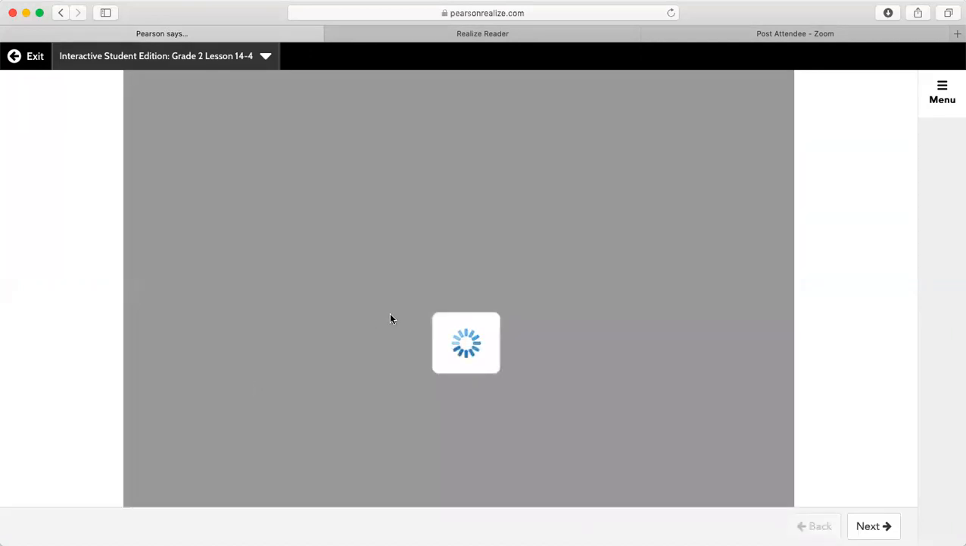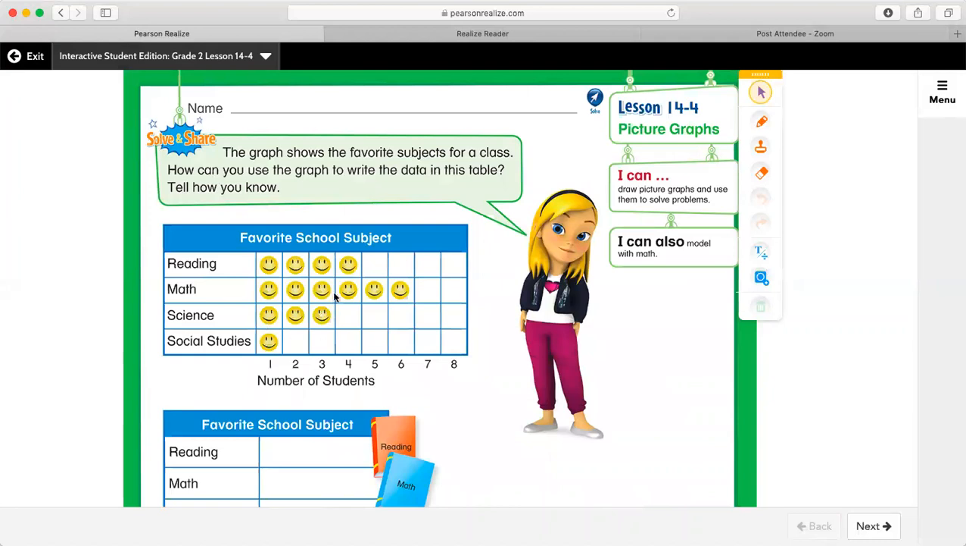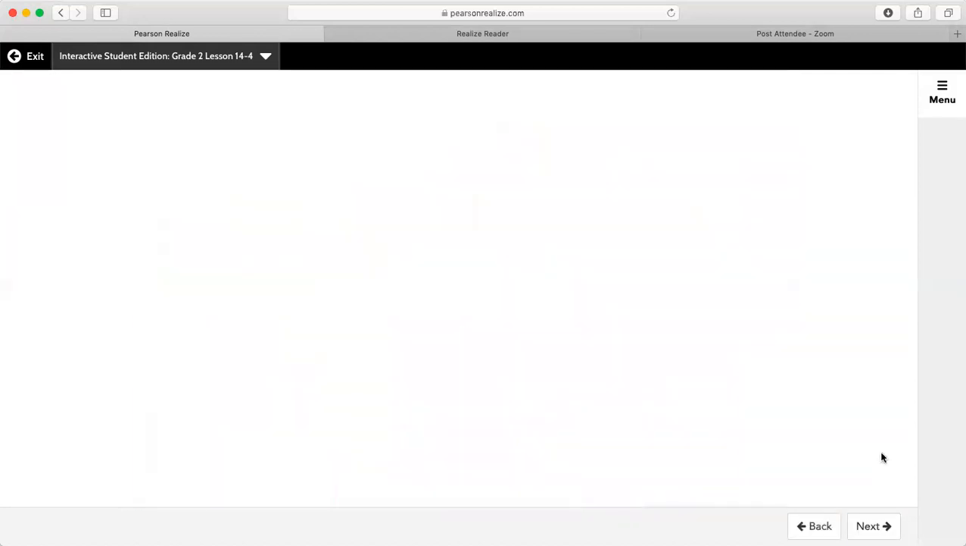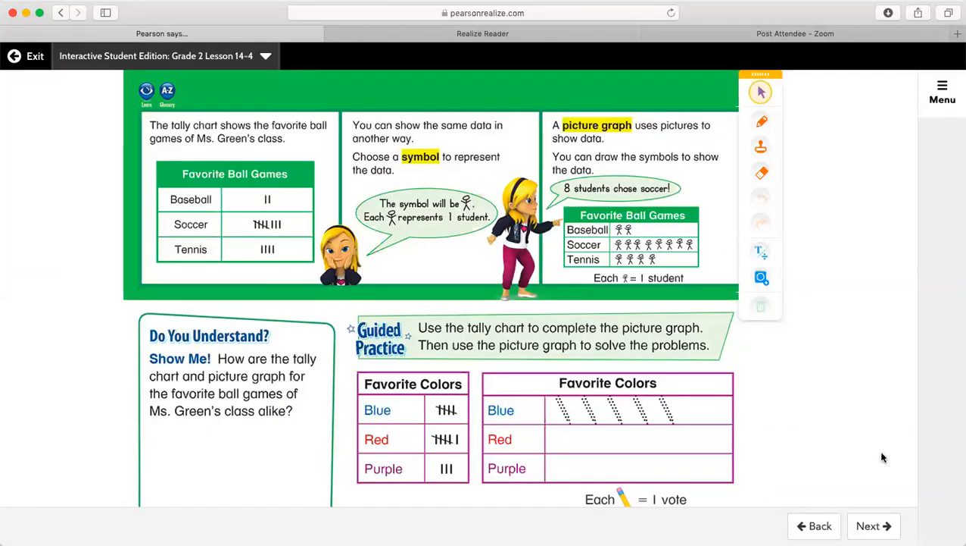When we looked at this graph, our symbol was a smiley face. So it's using pictures that we would like to relate to the graph that we're looking at. So this one, they used stick figures. People are playing the games. Down here, the graph is about favorite colors. So they're using a pencil. Okay, you can use whatever shape that you would like.